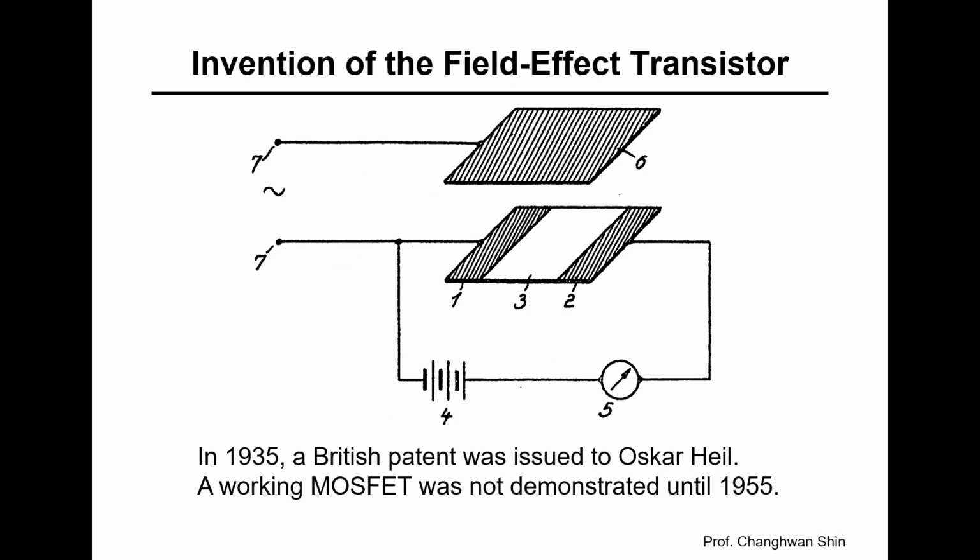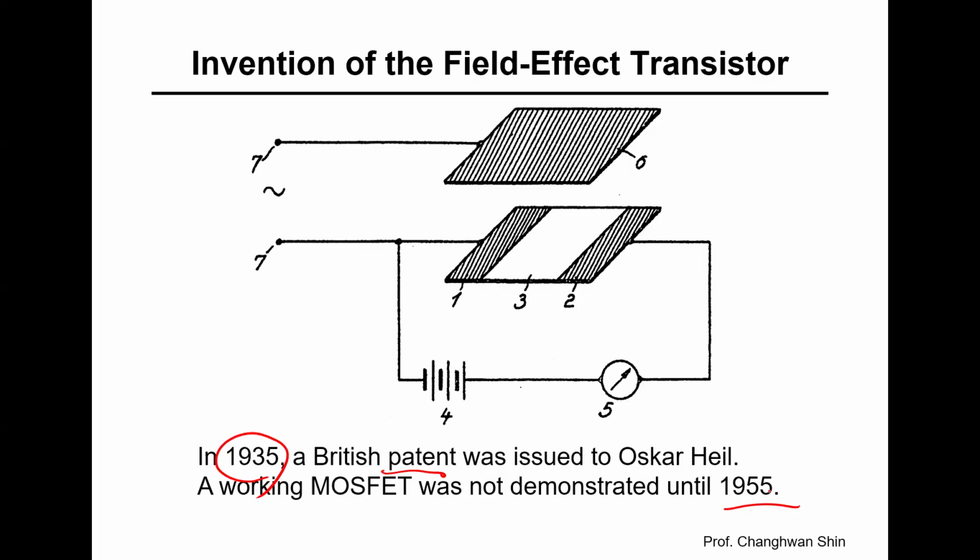So the journey of the MOSFET begins back in 1935 when Oscar Heil was issued a British patent for a field effect device. However, the idea remained largely theoretical until 1955, when a working MOSFET was finally demonstrated. Think of this 20-year gap as similar to the time between Leonardo da Vinci sketching flying machines and the Wright brothers actually achieving flight. So the concept existed long before the technology could make it reality.